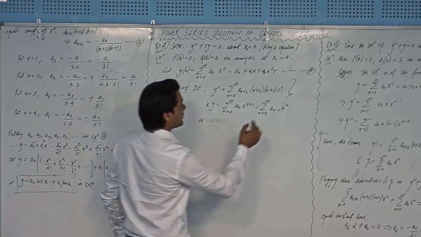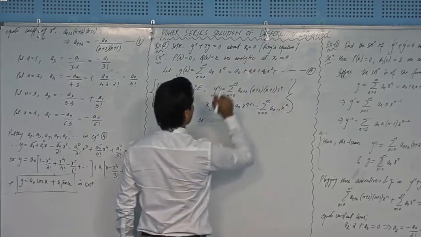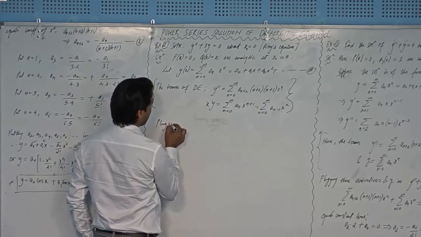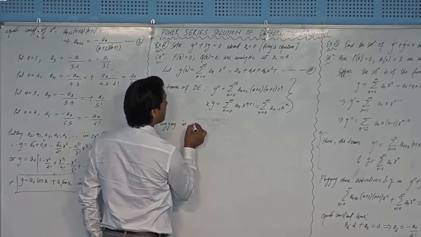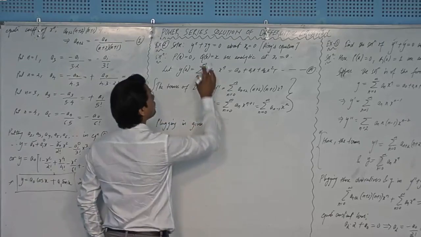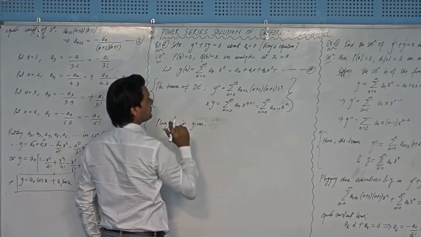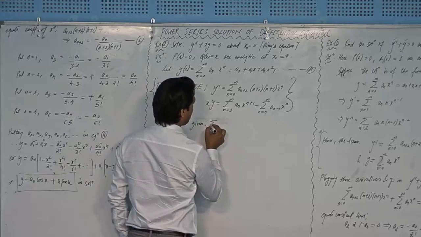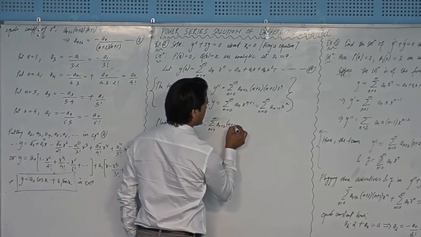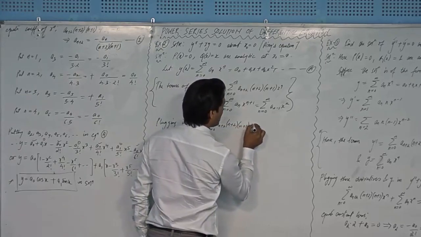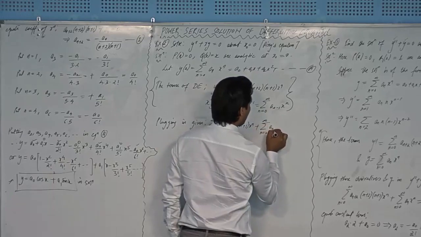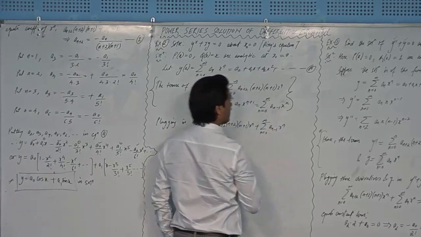So I will plug these values here in my differential equation. Plugging in the given differential equation, that will produce y double dash plus xy. I should add them. That will produce summation n equal to 0 to infinity a n plus 2 times n plus 2 times n plus 1 x to the power n plus summation n equal to 0 to infinity a n minus 1 x to the power n.